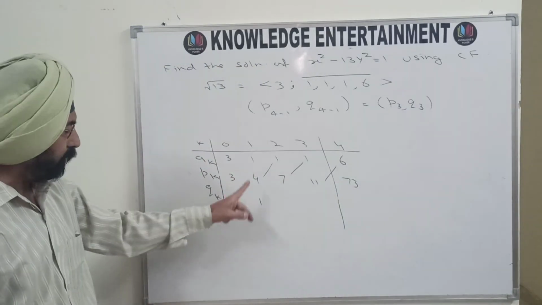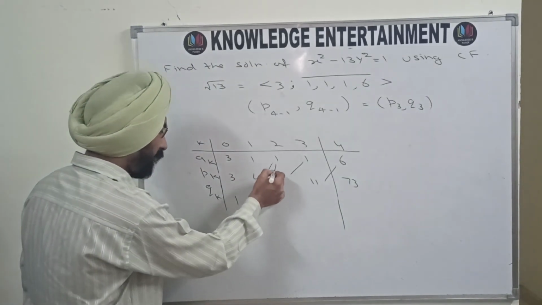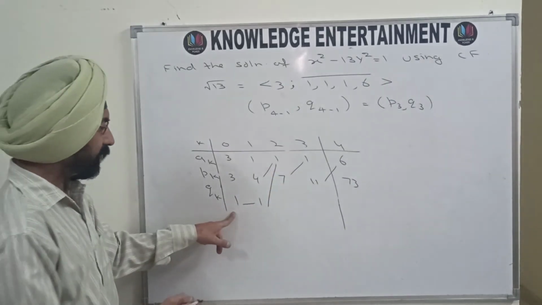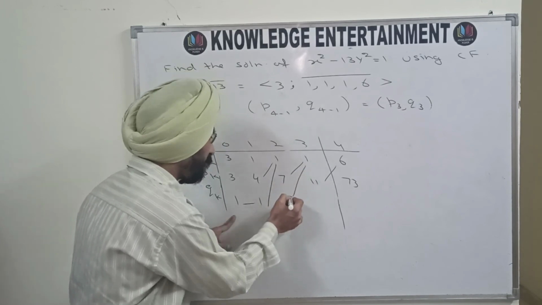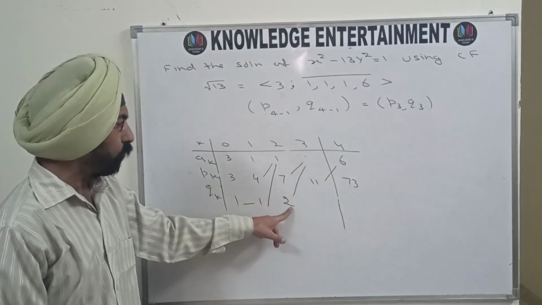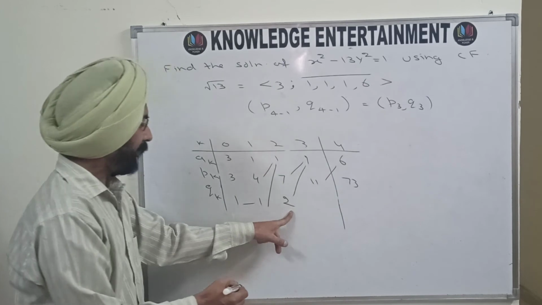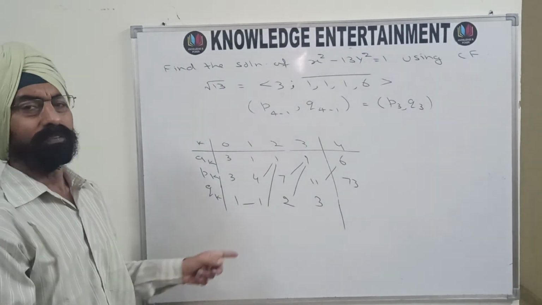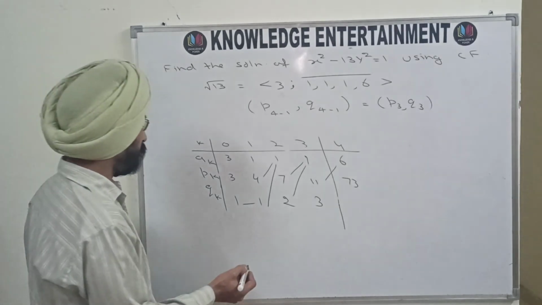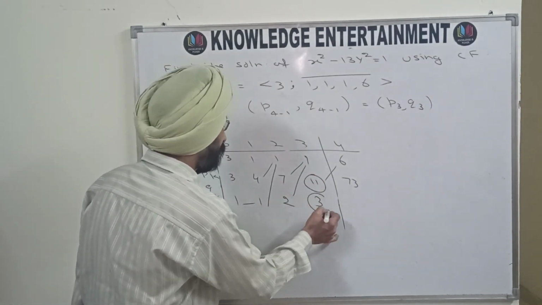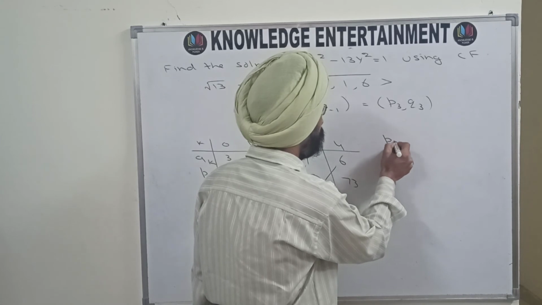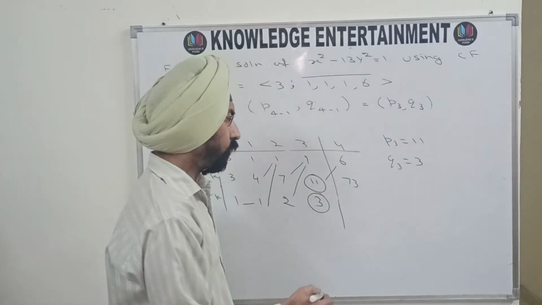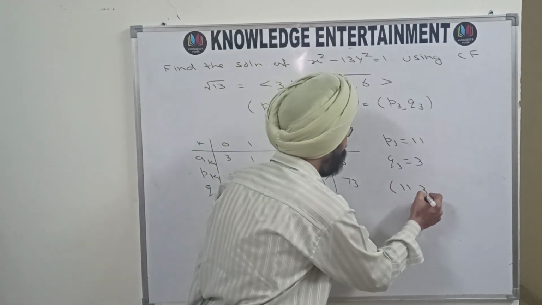And the same process will be for the Q case. 1 into 1 plus 1. So 1 into 1 is 1, plus 1 is 2. Then 1 into 2 is 2, and plus 1 is 3. So you have reached the solution. Solution is here, 11 and 3. Your P3 is 11, your Q3 is 3. So your final solution is 11, 3.